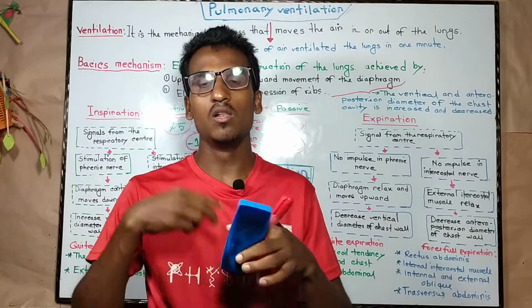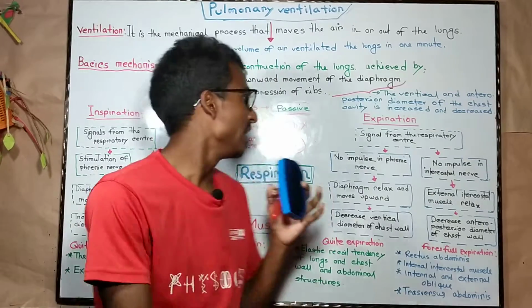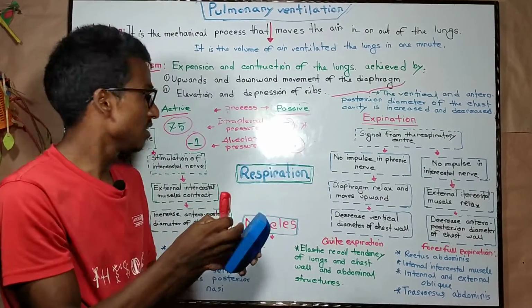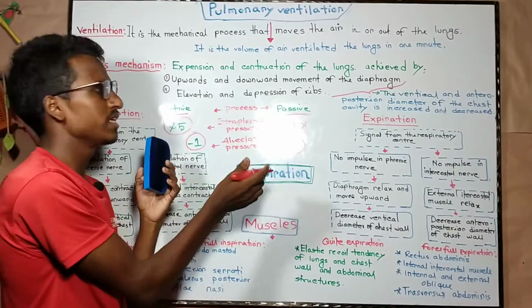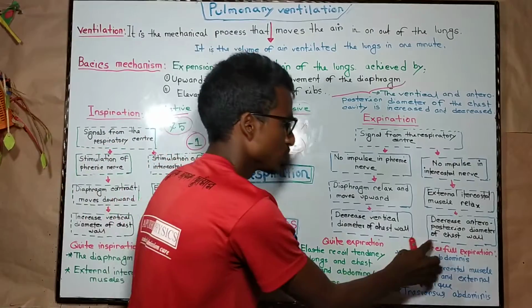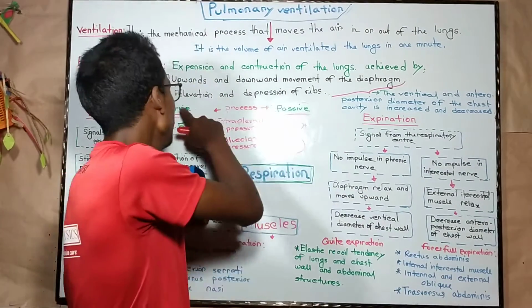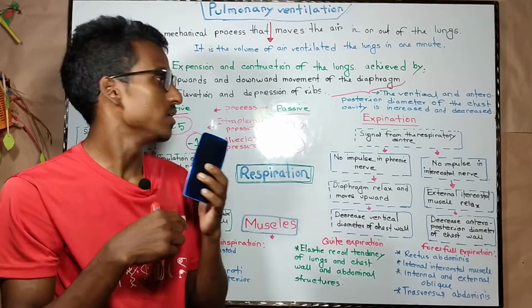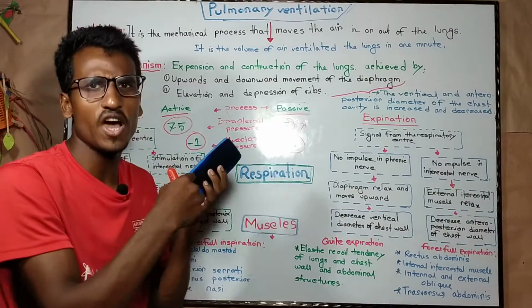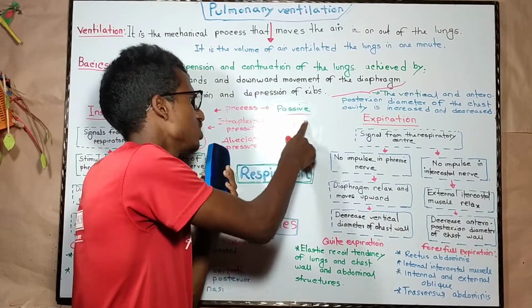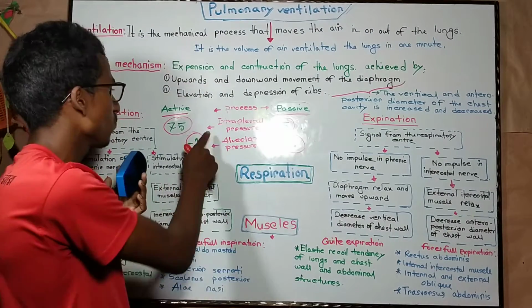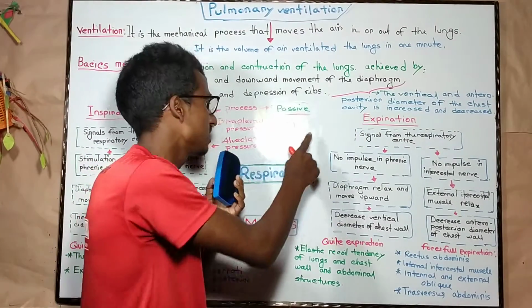Now, look at the basic difference between inspiration and expiration. Firstly, the process. Here, inspiration is an active process and expiration is actually a passive process. But forceful expiration is actually an active process. Secondly, intrapleural pressure in case of inspiration is here 7.5 and in case of expiration here just 5. And the alveolar pressure in case of inspiration is -1 and in case of expiration it's +1.